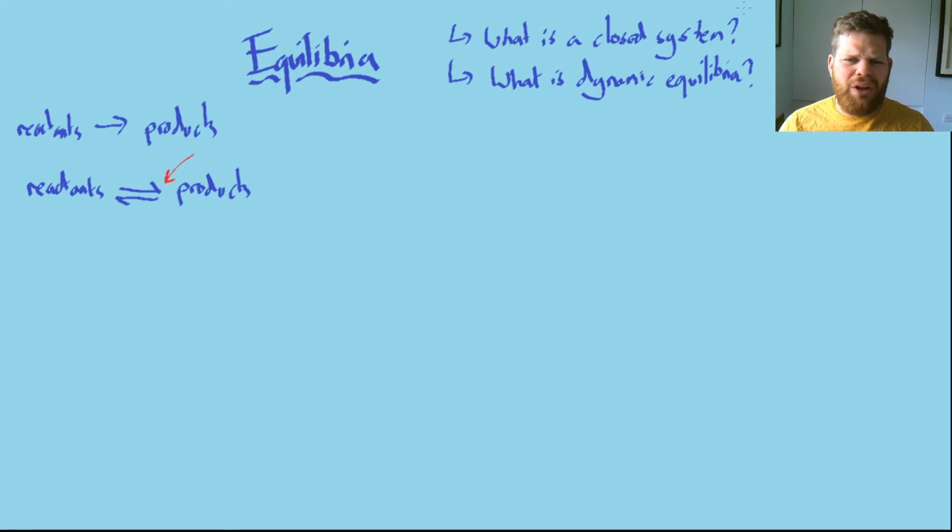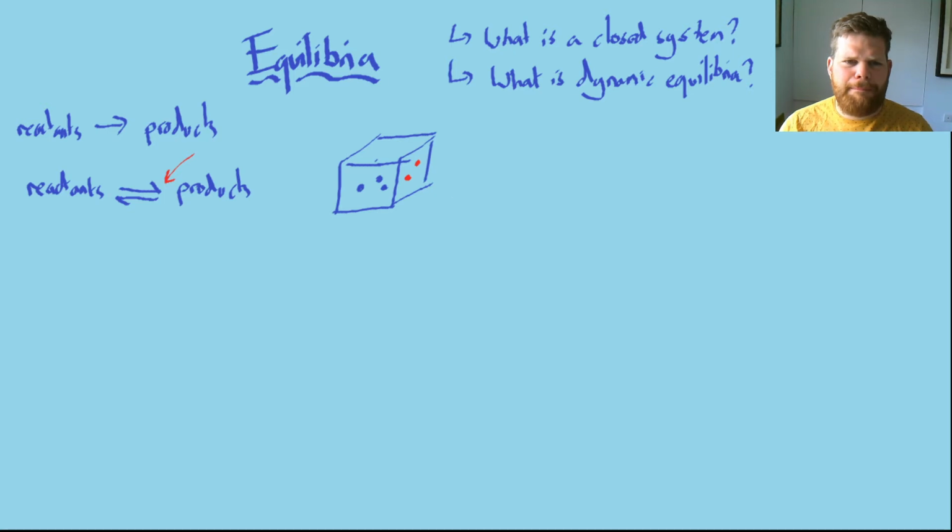Now, what is this closed system and what on earth does it have to do with equilibria? Well, before I describe what dynamic equilibrium is, we need to talk about what a closed system is, because dynamic equilibrium can only occur in a closed system. I want you to imagine a box. We have a box, and this box has a lid. Now, inside this box, we have a reaction occurring. We have some reactants, which I'm going to have as blue, and then we have some products being produced, which I'm going to have as red.